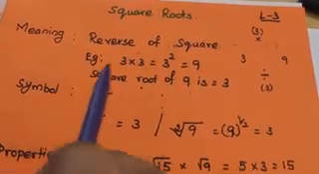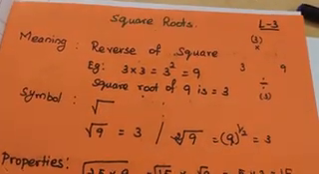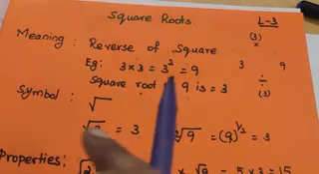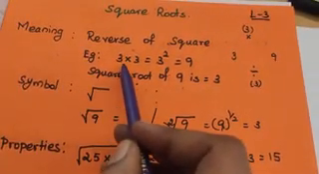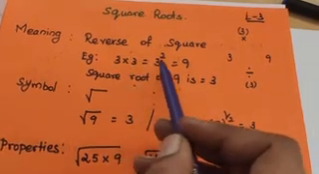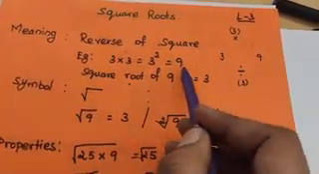It is nothing but the reverse of a square. If you are finding the square of a number, what will we do? We will multiply the same number with itself, right? If you want to find the square of 3, we will multiply 3 multiplied by 3. So 3 power 2, that is 9. So 3 square is 9, we know that.